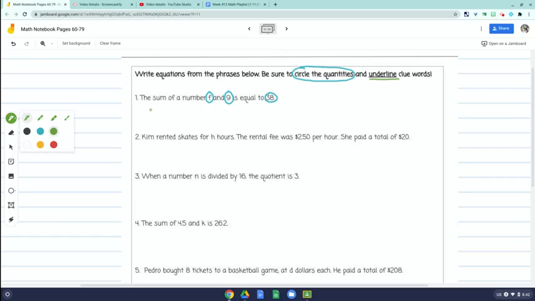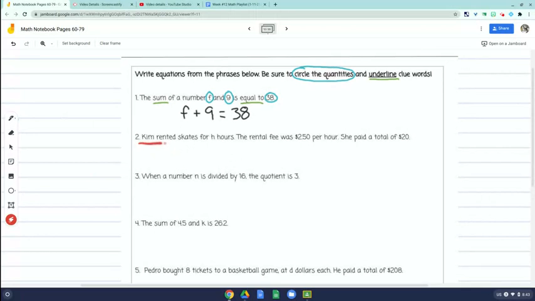And then let's take a look at the clue words. We have sum. We have equal to. Now, sum, we know, is addition, and equal to is an equal sign. So let's write this out. The sum of f and 9, so that must be f plus 9 equals 38. Okay? All right, so let's take a look at the next one then. That first one was pretty simple. This one may be a little bit more confusing.